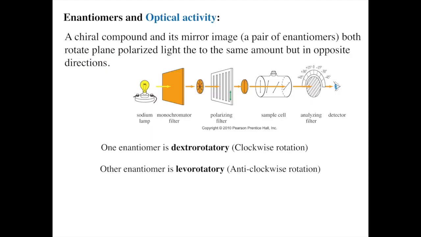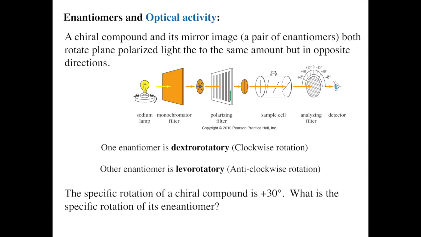Now, what about enantiomers? If you have a chiral compound, you have its mirror image, its enantiomer. You have a pair of enantiomers. Well, both of them are chiral. Both of them are optically active, and they both have the same specific rotation in terms of magnitude, the angle. But the difference is that one will be dextrorotatory and one will be levorotatory.